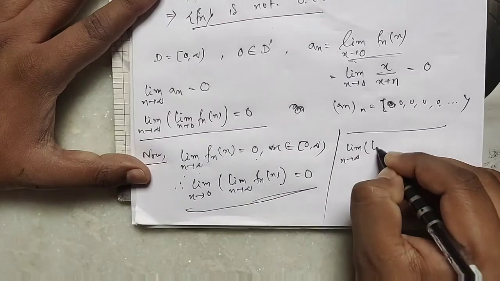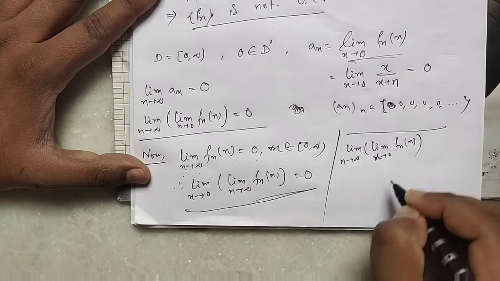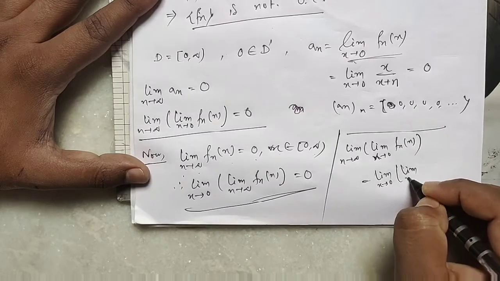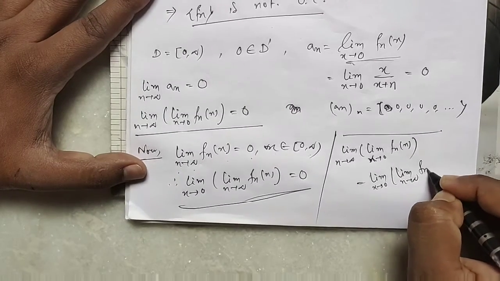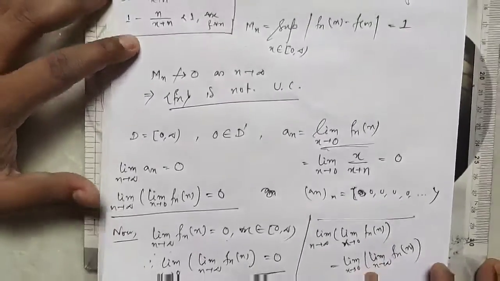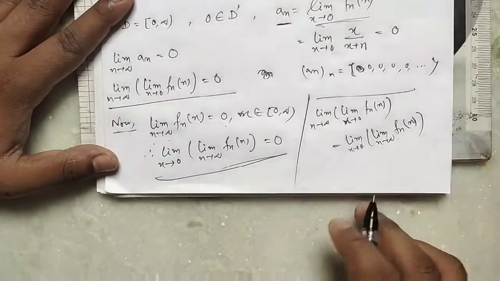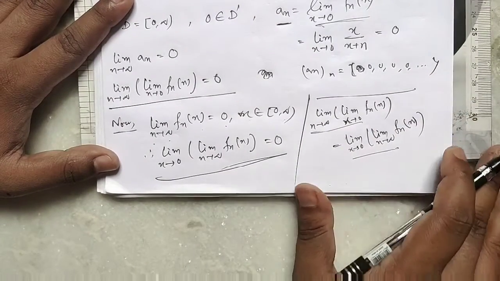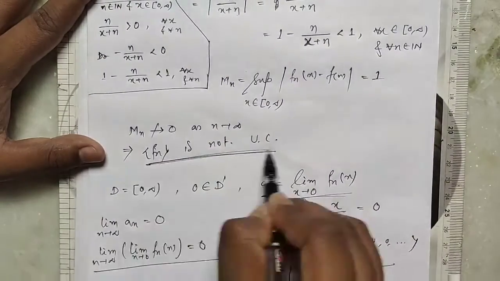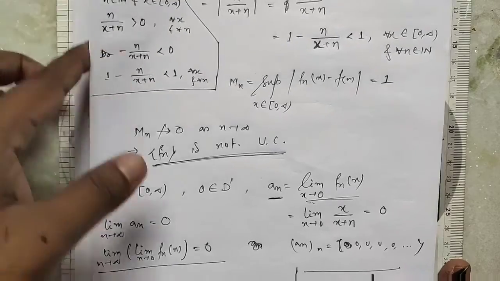The limit as n tends to infinity of the limit as x tends to 0 of fn(x) equals the limit as x tends to 0 of the limit as n tends to infinity of fn(x). So we see the sequence an is convergent and the limits can be interchanged, but the sequence of functions is not uniformly convergent.